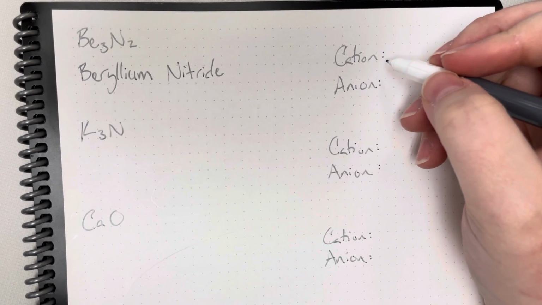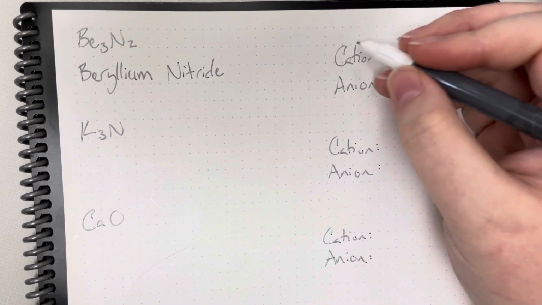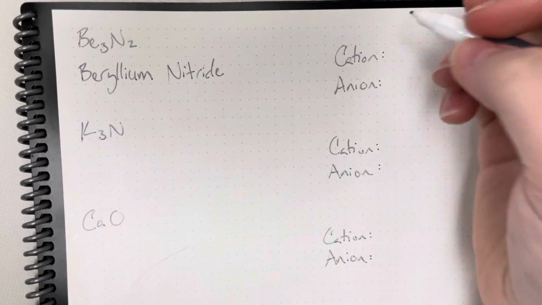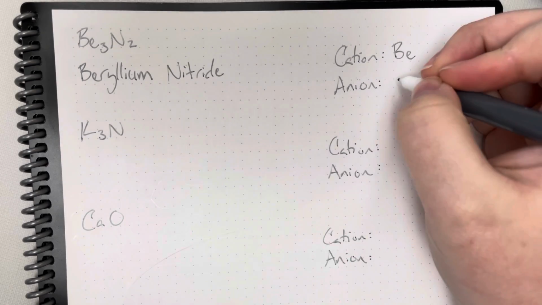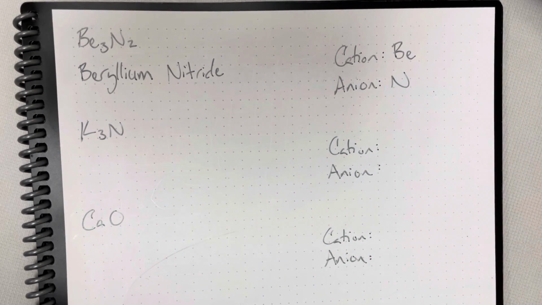My cation for beryllium nitride is going to come first. So that would be beryllium. And my anion will come second, so that would be nitrogen.